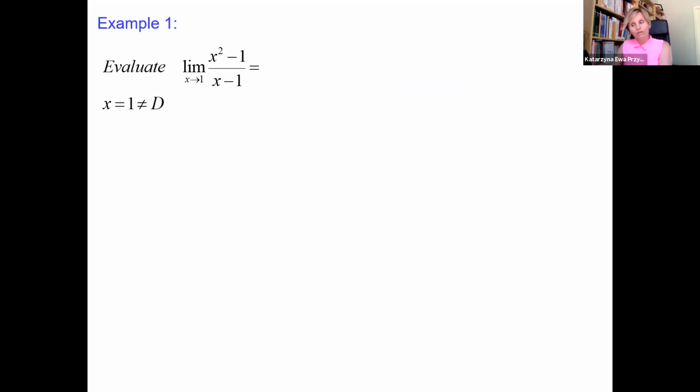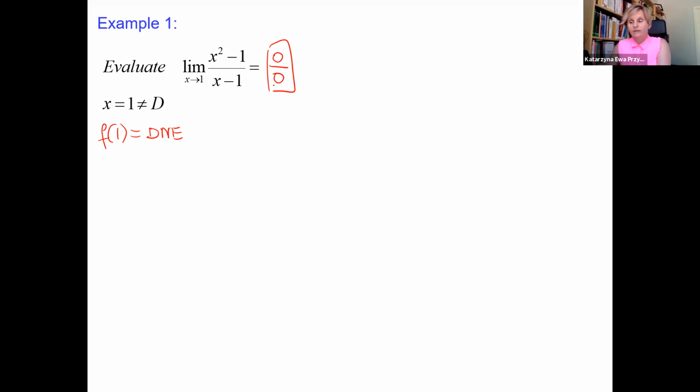Example number 1. Evaluate the limit as x goes to 1 of the function x squared minus 1 over x minus 1. We can see right away that x equals 1 is not in the domain. This is still not a problem, since we're not calculating the value. I can say that the value at 1, since 1 is not in the domain, does not exist. But we can still investigate how the function behaves near 1. Let's do the direct substitution property. 1 squared is 1, 1 minus 1 is 0, and 1 minus 1 is 0. Of course, we do have a little bit of a problem. We have 0 over 0.